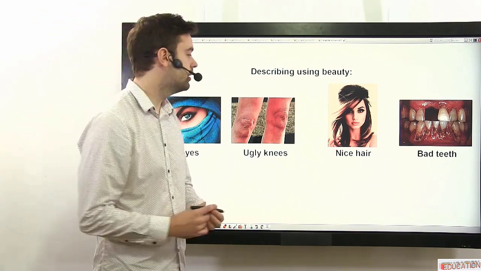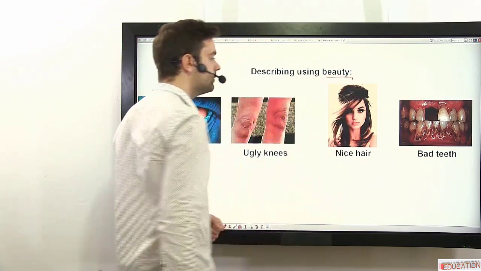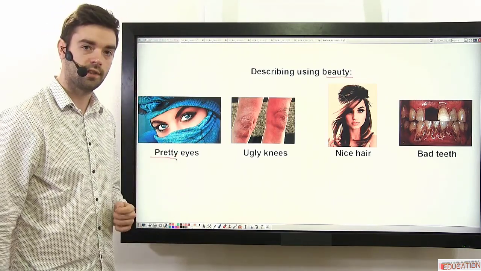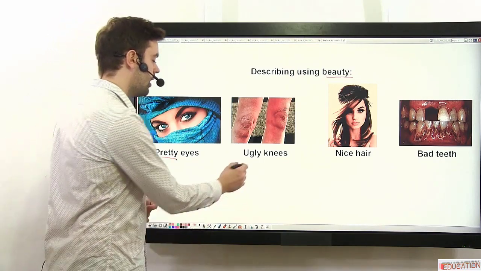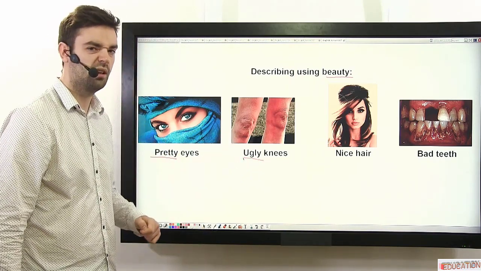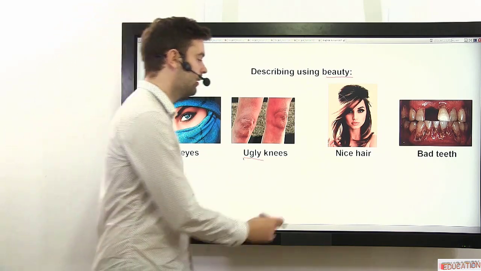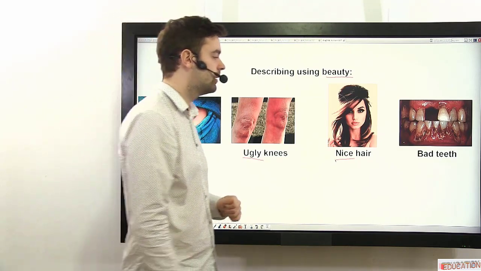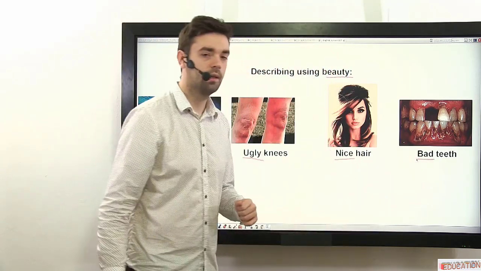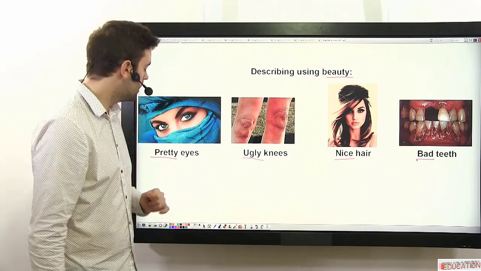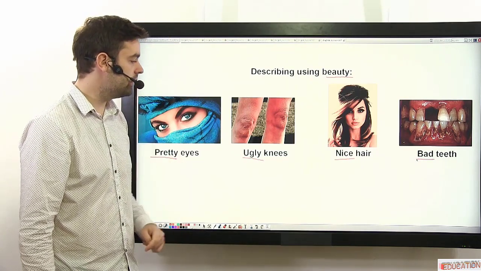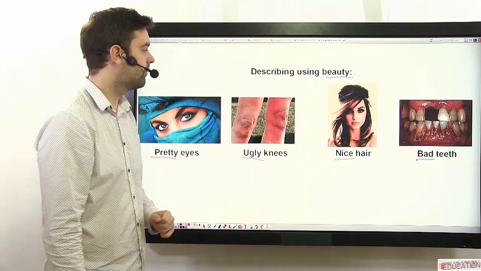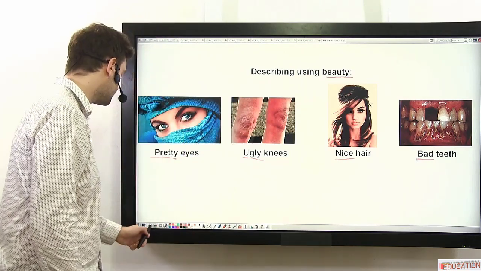Let's try describing using beauty. Pretty eyes. Ugly knees. Nice hair. Bad teeth. Pretty eyes, ugly knees, nice hair, and bad teeth. These are describing using beauty.